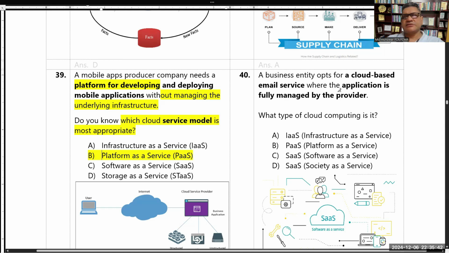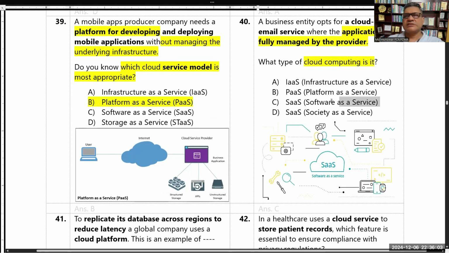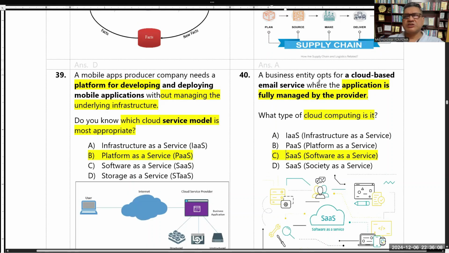A business entity uses a cloud-based email service where the application is fully managed by the provider. What type of cloud computing is it? In this case, software as a service, or SaaS, is the type of cloud computing mentioned here.